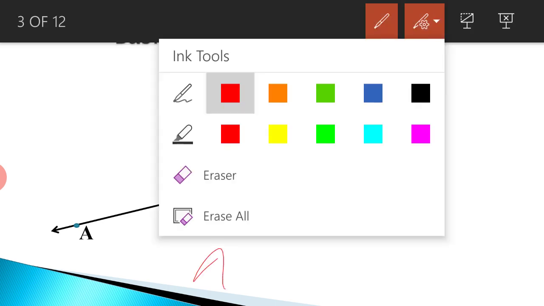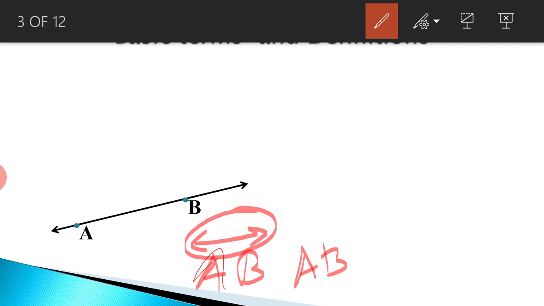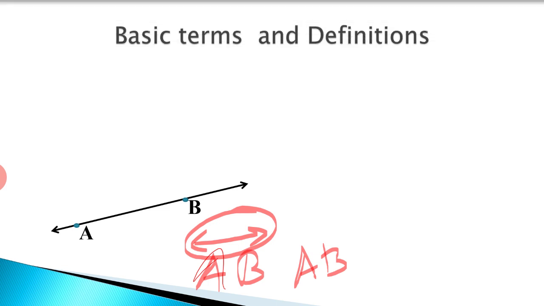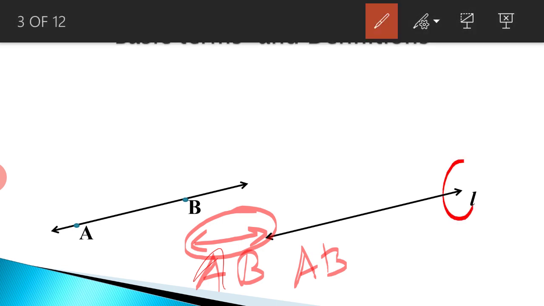Earlier we used to write the symbol AB with 2 arrowheads on top. But now in 9th standard we will not represent a line using this symbol, but simply write it as AB, where A and B are any 2 points on the line. Another way of representing a line is by using a small case letter l, which is shown beside the line. A line is a collection of points which goes endlessly in both directions, and that's why arrowheads are marked on both sides.